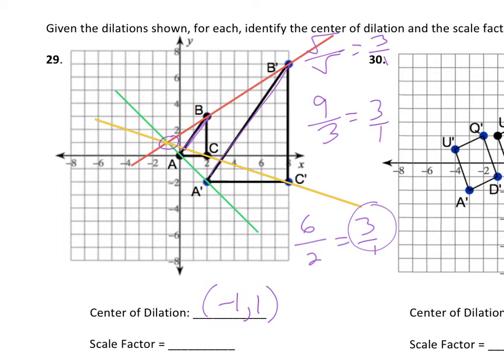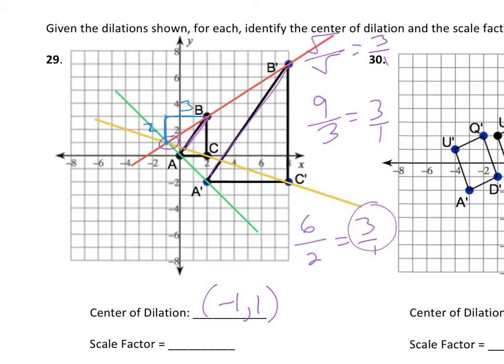If I'm going from my center of dilation, so this (-1, 1), to B, and then I'm going to B prime, whatever my scale factor is, that's going to tell me how much further I have to go to get to B prime. So I'm actually going up 2 units to get from my center of dilation to B, and then over 3 units. So I could see how far I have to go to get from B to B prime, but I really want to compare it to how far I have to go from my center of dilation to B prime.